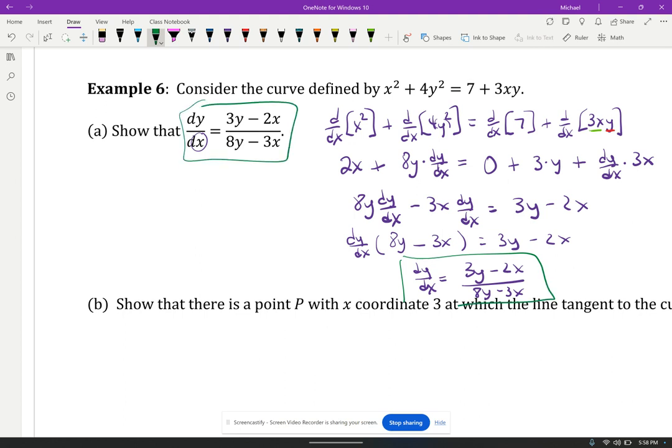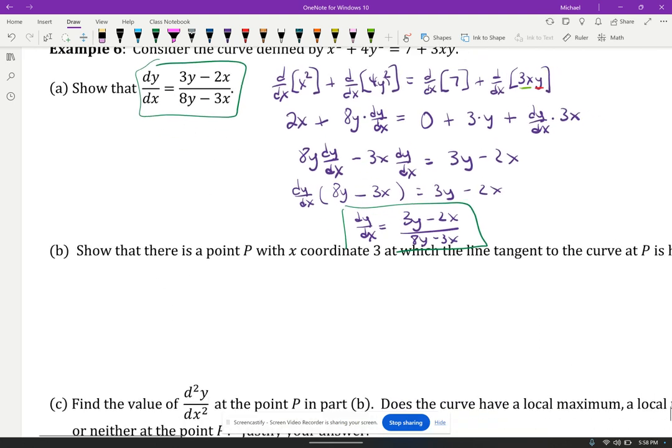It has been the case that in some years, there is a free response question that has something like letter A. And if you just do the derivative using implicit differentiation and show that it equals what they want it to equal, then you're done. All right, let's keep going.